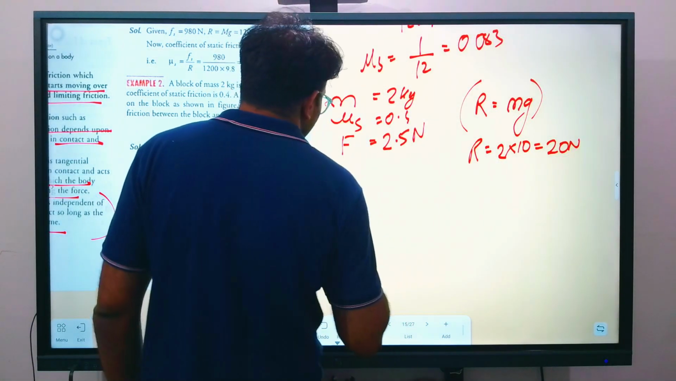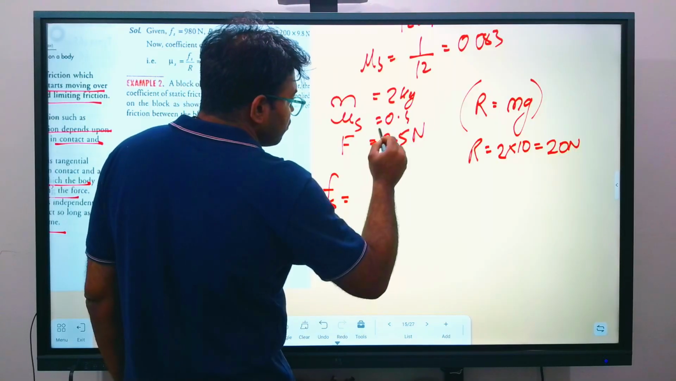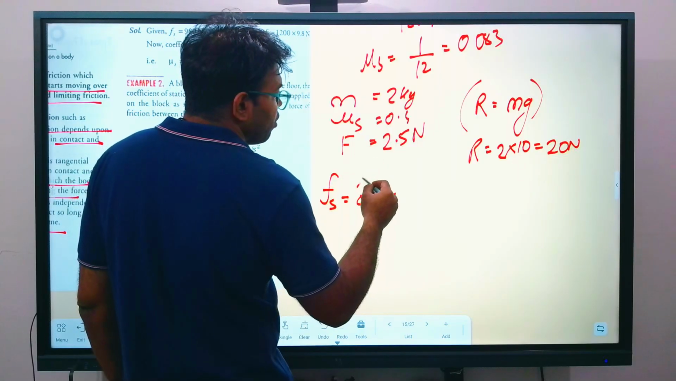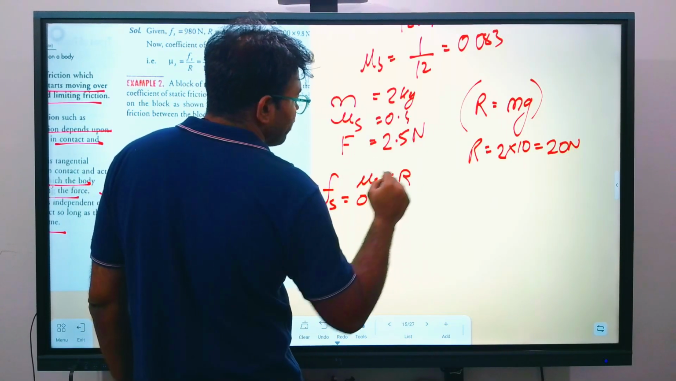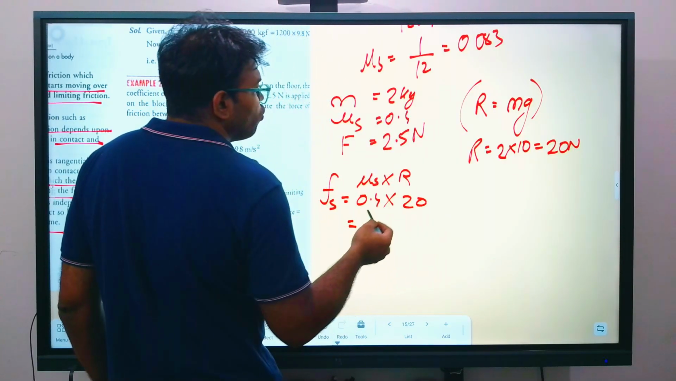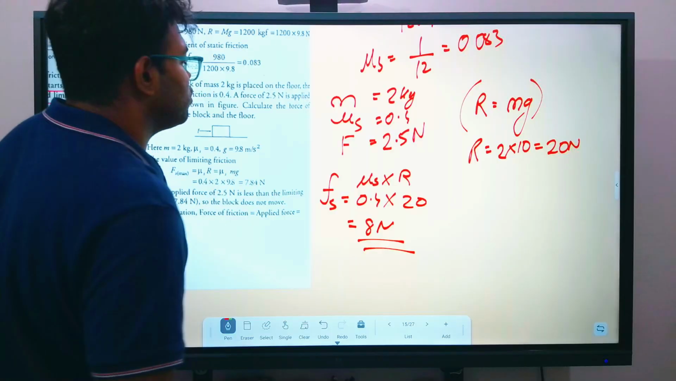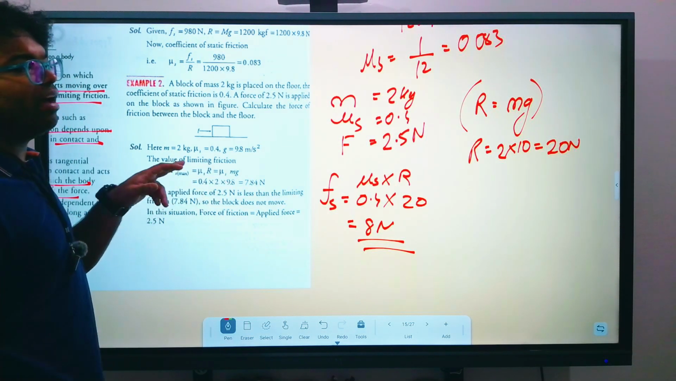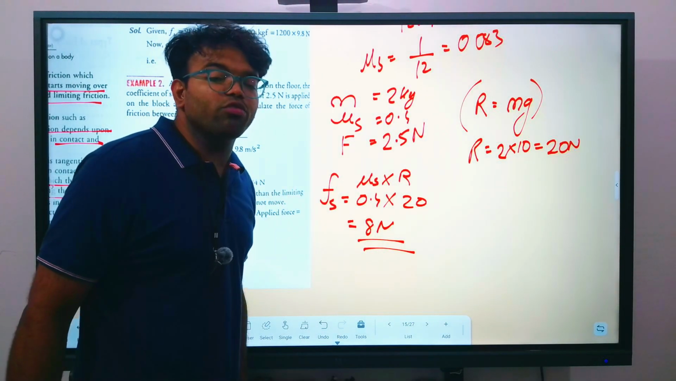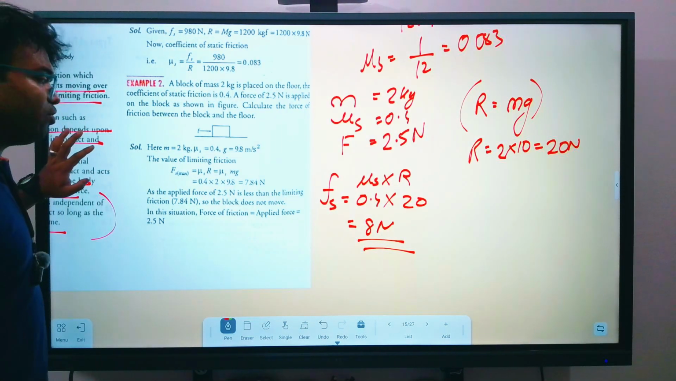Now, frictional force is equal to how much? The coefficient of static friction, mu of s, multiplied by the normal reaction. So 0.4 multiplied by 20 gives 8 newtons. The frictional force becomes equal to 8 newtons. They have used 9.8, so they are getting 7.84, but otherwise you will get 8 newtons of friction. Okay, 8 newtons of static friction will be applied. Understood?